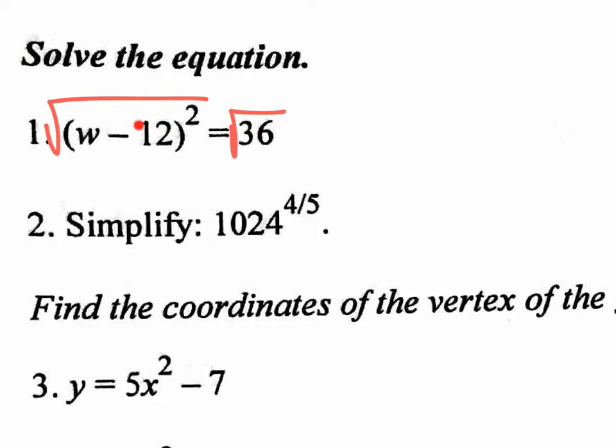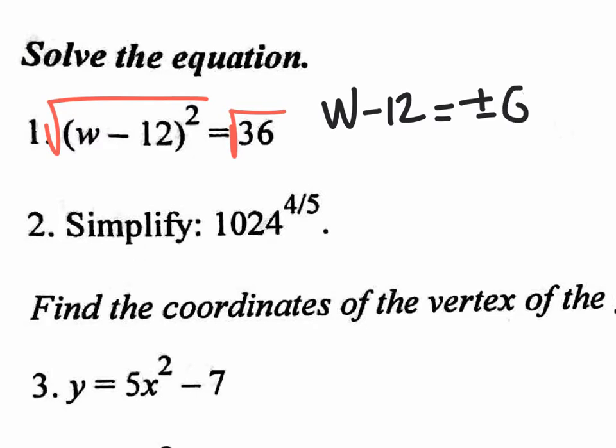And what are you going to have left? Just the W minus 12. Of course, we still have the equal sign. And remember, if you apply a square root, you have to put a plus minus right in front of your answer, which gives you a plus minus 36. Actually, no, not 36. But 6, because the square root of 36 is just 6.